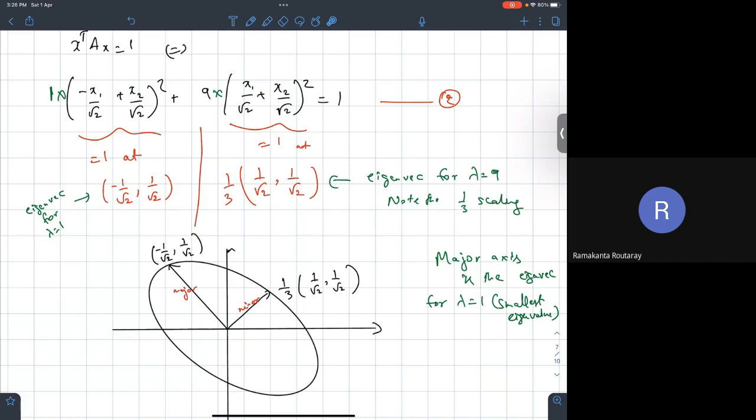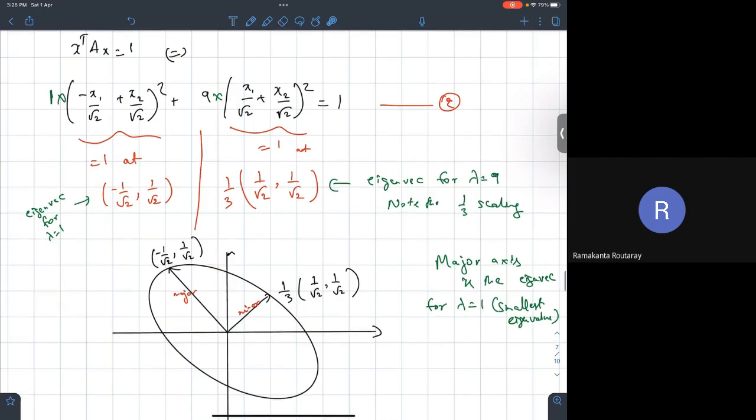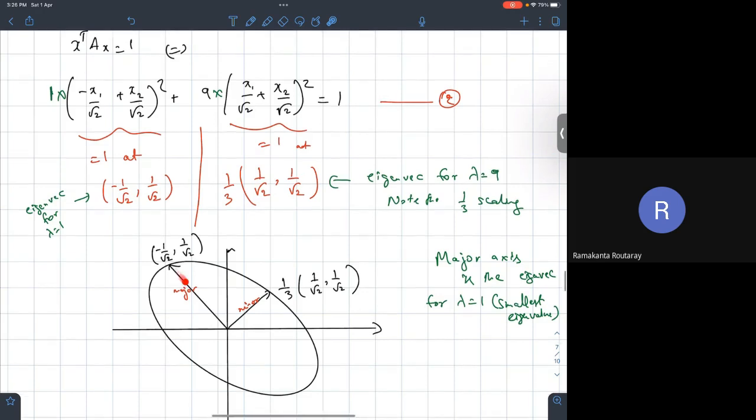So the major axis will correspond to the smallest eigenvalue. That's the point you have to remember. And the other thing is, this ellipse has axes that are not aligned to the xy axes. It's rotated, and it's aligned to the eigenvectors. The axes of the ellipse get decided by the eigenvectors.